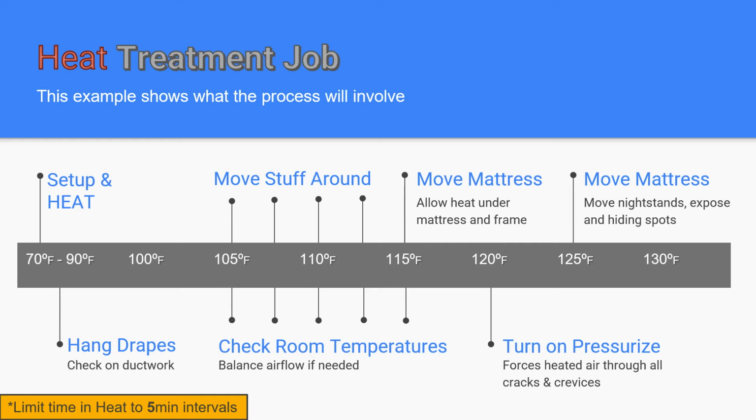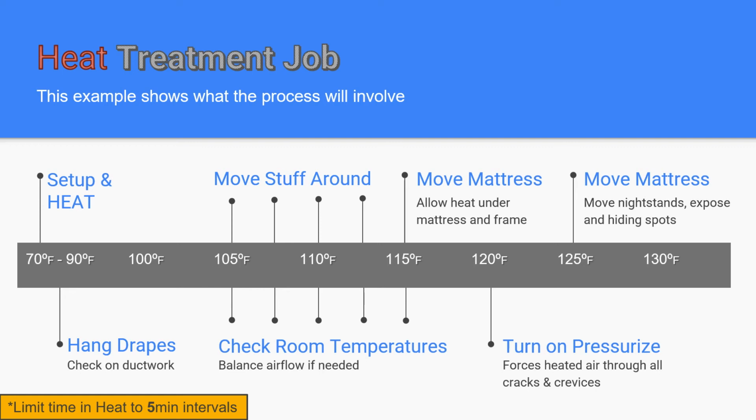Once the space is above 100 degrees, we're going to start making multiple short interval trips of 5 minutes into the space to move the contents around. This is when we open the drawers, move the dressers, stuff like that. Once the space gets up to about 115, this is when we can move the mattress, the pillows, the comforters, the things that we know probably have bed bugs on them. Once the space continues to progress to about 120, we can enable pressurization mode. This is going to push all the heat out, all the cracks and crevices, getting all those bed bugs in those hiding spots through the windowsills and behind the outlets in the walls.